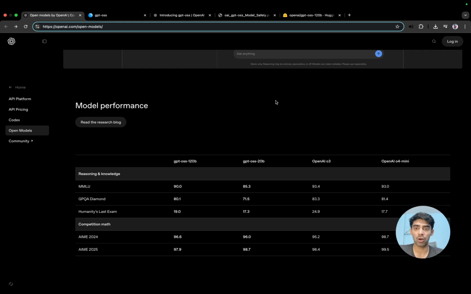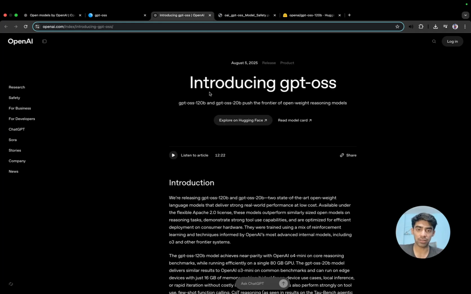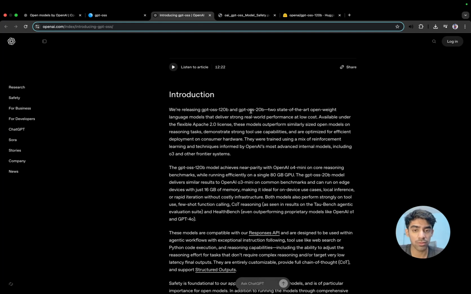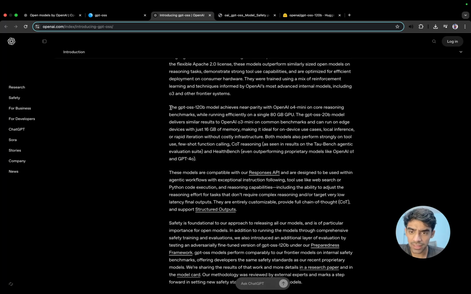So yeah, now coming to the research post, right? Introducing GPT OSS, where they talk about this. So they're saying we are releasing two models, 120 billion and 20 billion. The name GPT OSS. I thought they would keep it something different, like Gemini, right? Google has its open source models named Gemma, and the enterprise ones are Gemini, right? So I thought maybe something like that would be done, but they kept it simple, GPT OSS.